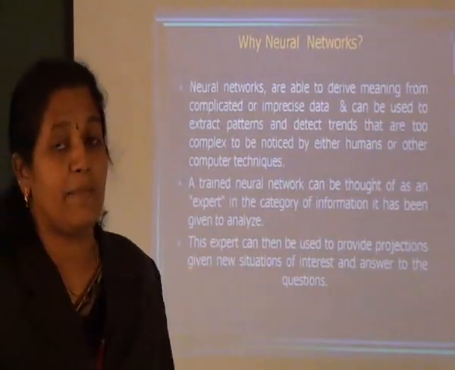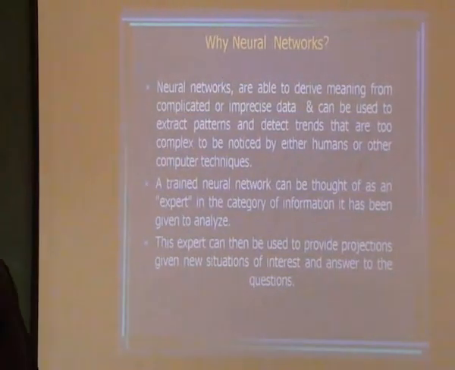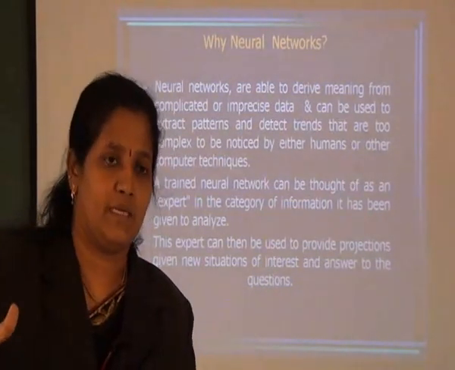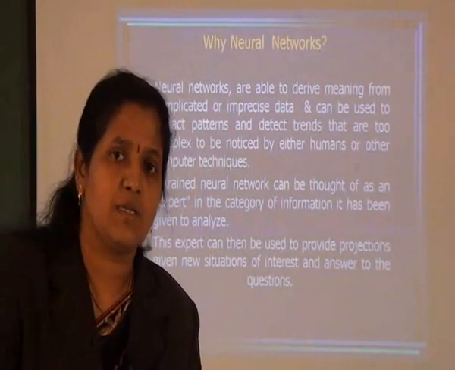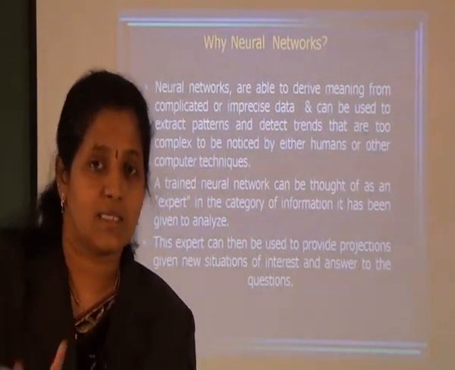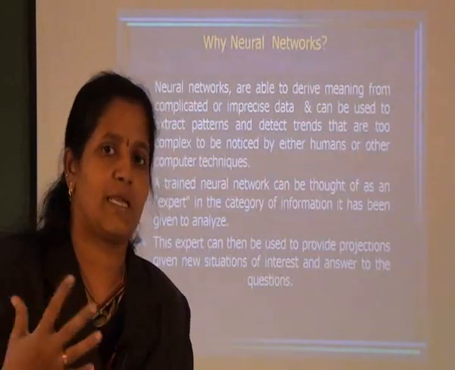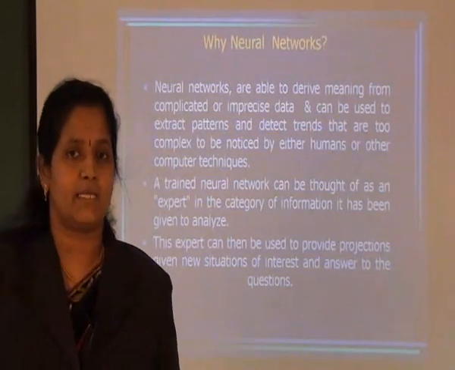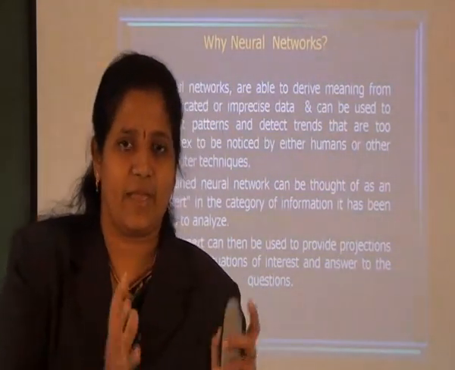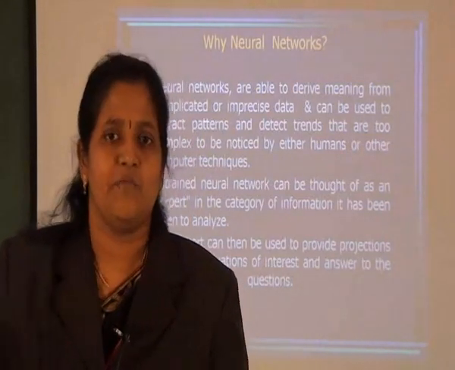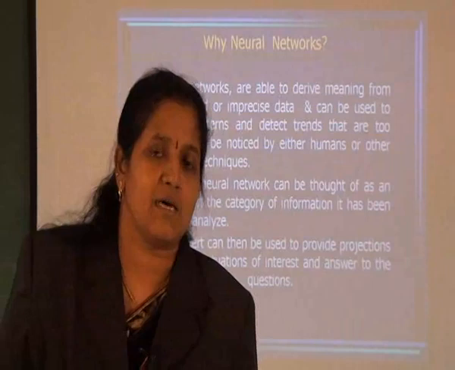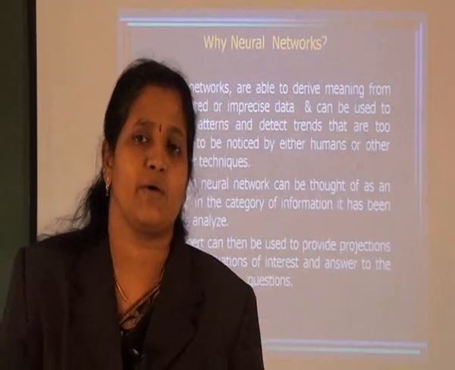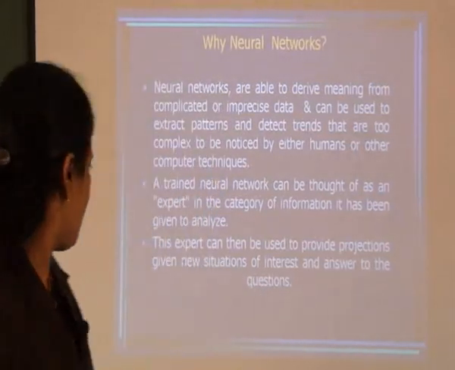So a trained neural network can be thought of as an expert in the category of information it has been given to analyze. If you use one neural network for stock market prediction, after some time it can be called a stock market expert system. It will work for that particular application. The same cannot be used for medical diagnosis. If you train for stock market prediction, it can be used only for stock market prediction. If you train a neural network for diagnosis or prediction of a particular disease, it will be used only for that purpose. So once trained, the neural network can be called an expert system.